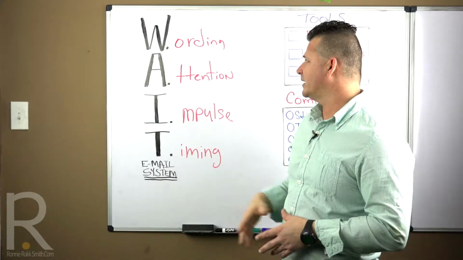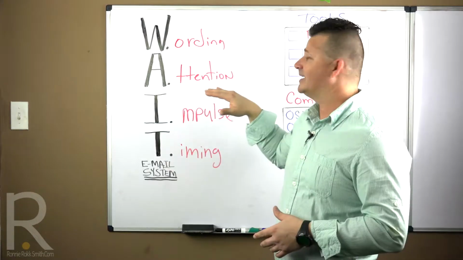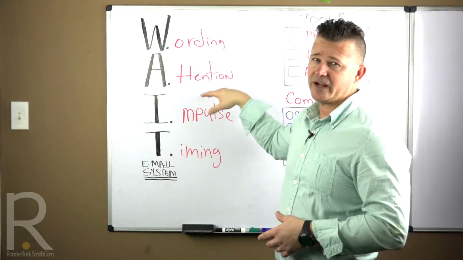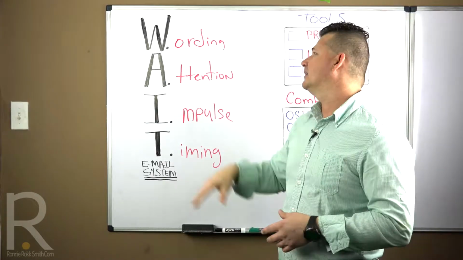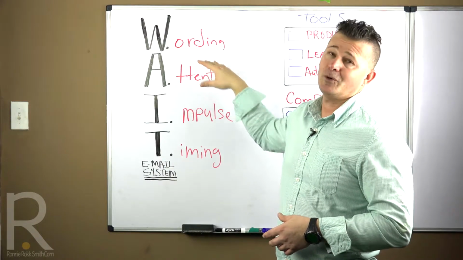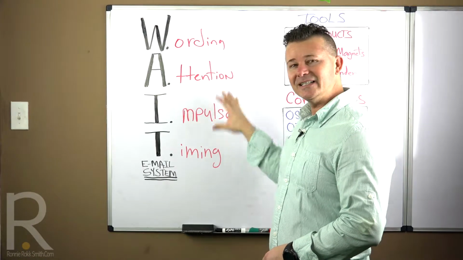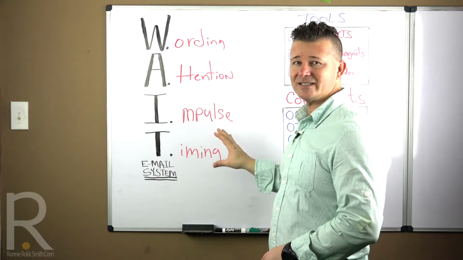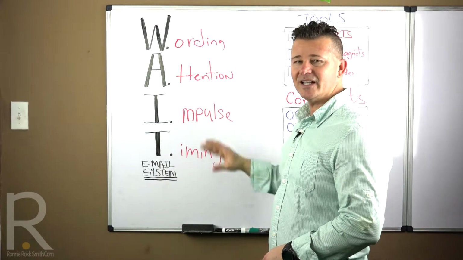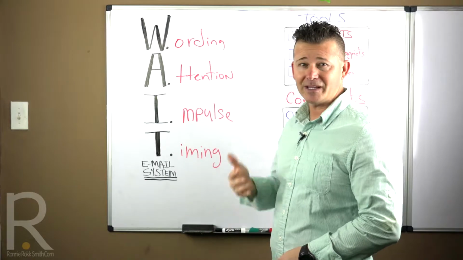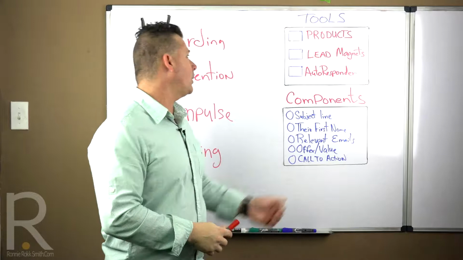The way that it's written here is not the order that we would be doing it in, because basically the attention is the most important factor of this system, because that will be your subject headline. Now wording does come into play because what you write in there is going to be able to grab their attention. Okay, so now you can see how easy it is to use this WAIT email marketing system, right? All you have to do is remember what WAIT stands for and use this technique to implement into your email marketing campaigns. So let's take a look at the tools here and the components.